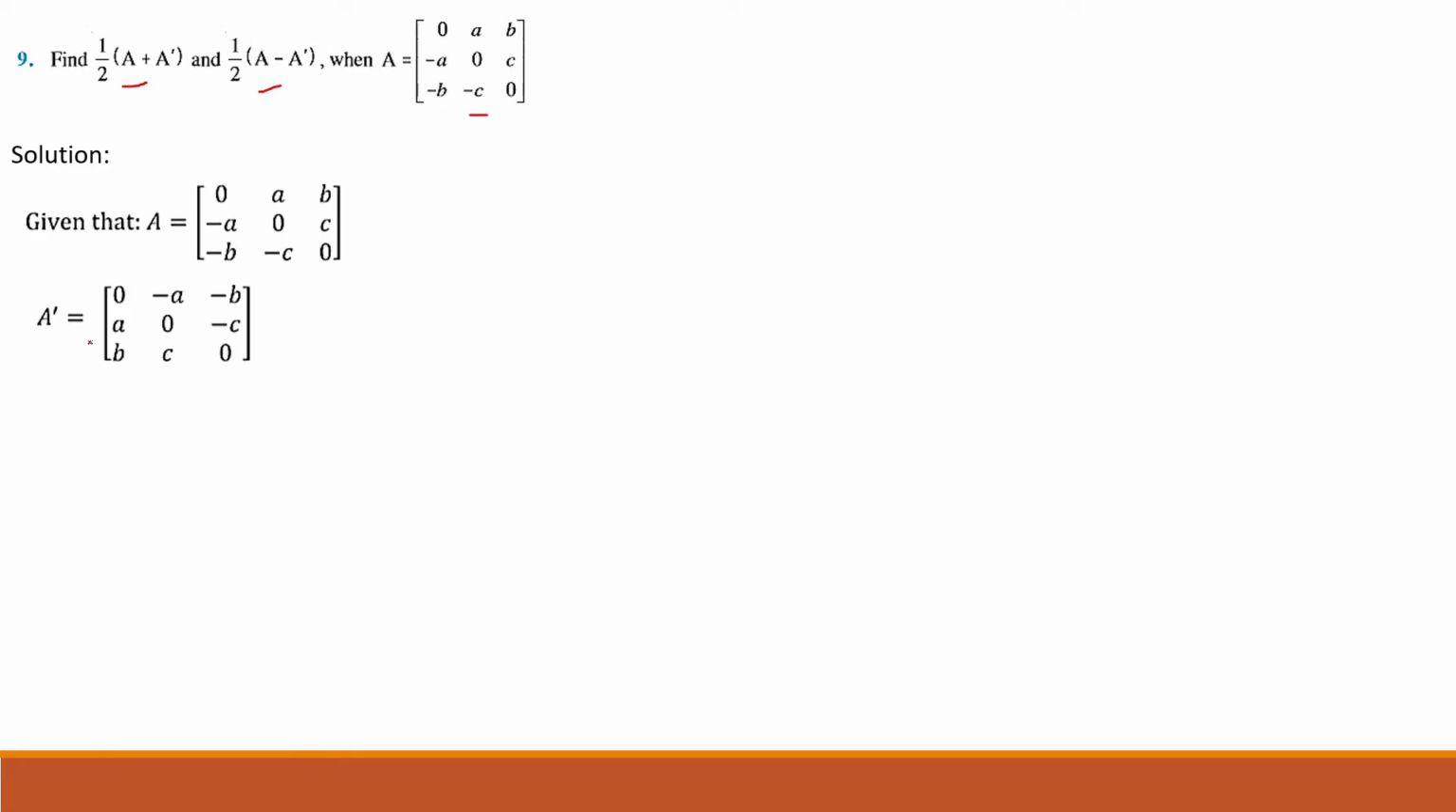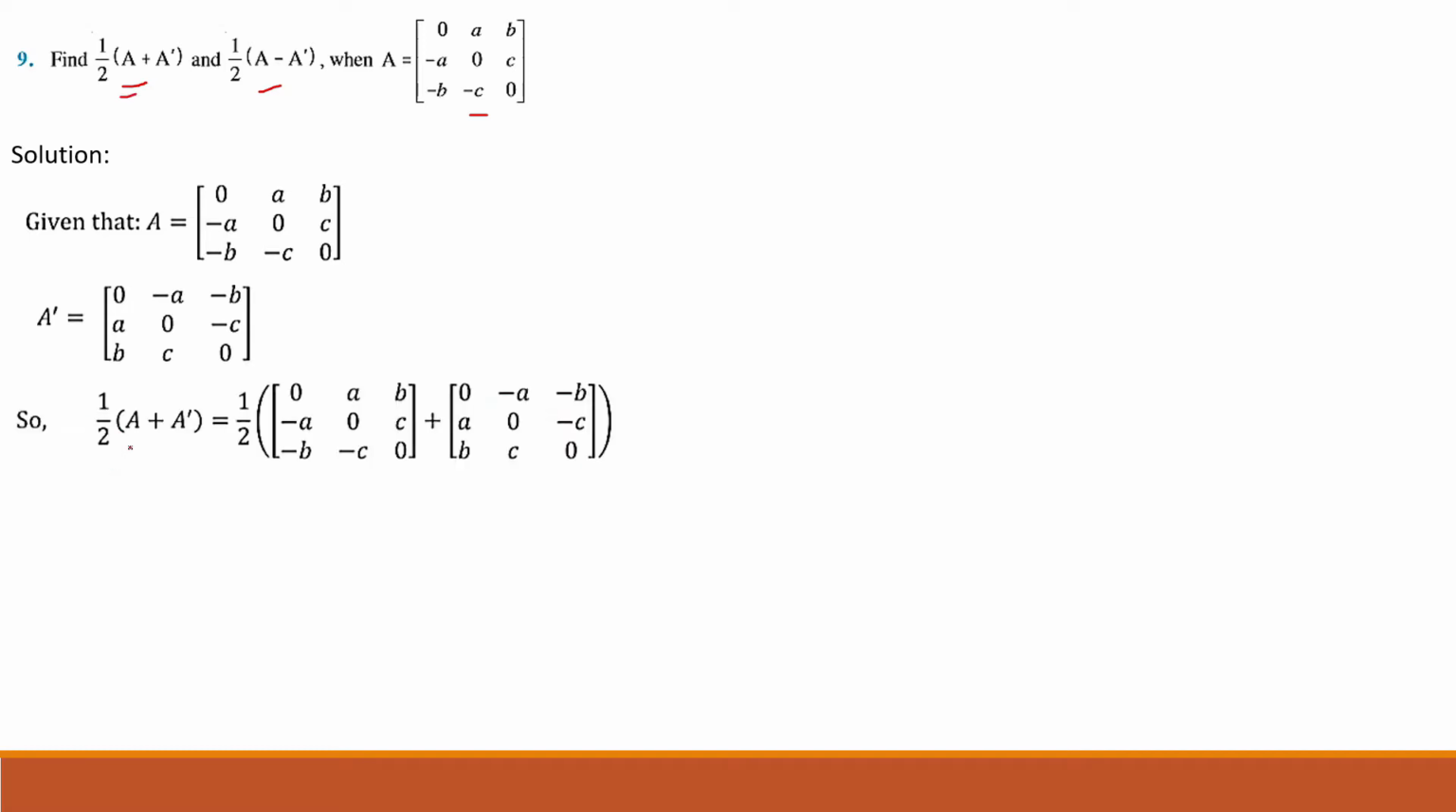In the 9th problem, we have to find 1 by 2 into A plus A transpose and 1 by 2 into A minus A transpose, and matrix A is given. Matrix A's transpose will be like this, and after substituting in this equation, half of matrix A plus A transpose: 0 plus 0 is 0, A minus A is 0, B minus B is 0, again minus A plus A is 0, 0 0 0, all zeros. Now the half outside, what will it do? Multiply it inside, this will also be 0.